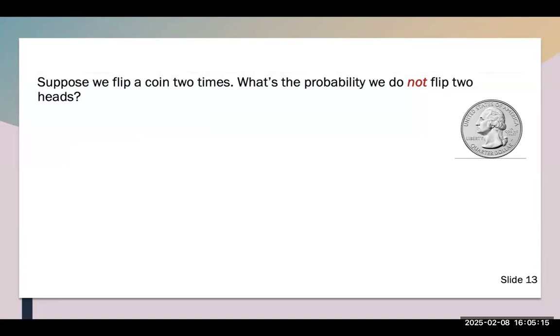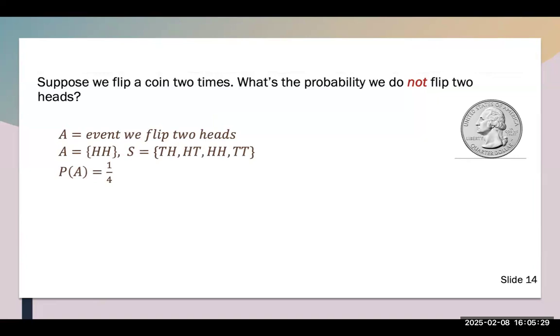So suppose we flip a coin 2 times. What's the probability we do not flip 2 heads? Now, in the last video, we saw this problem where we flip 2 heads, and we said that probability was 1 out of 4. So here A is the event we flip 2 heads. That probability is 1 out of 4. Now, the probability we do not flip 2 heads is 1 minus this 1 out of 4, because the complement of flipping 2 heads is not flipping 2 heads. So we get 3 out of 4, or 0.75.